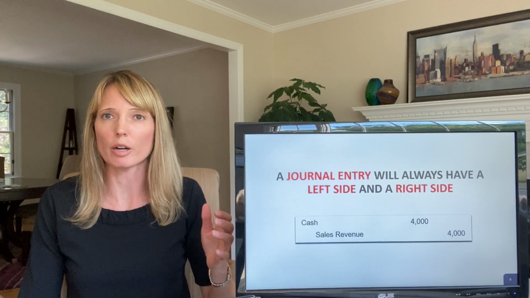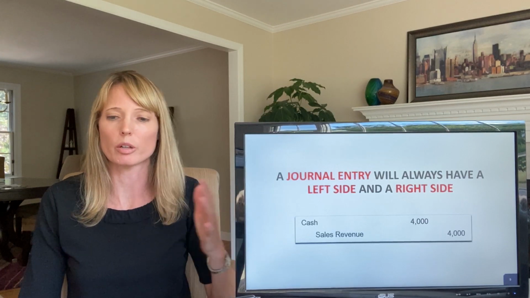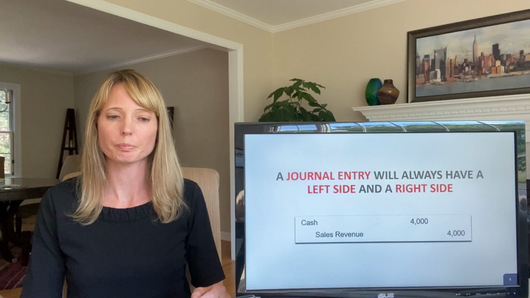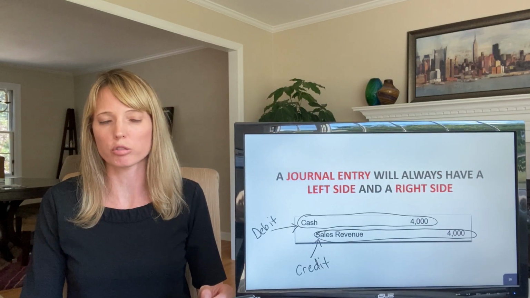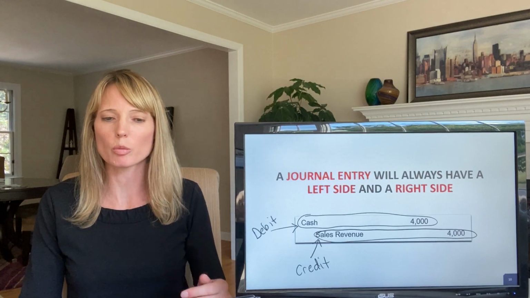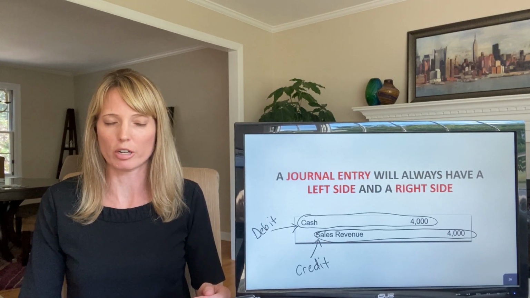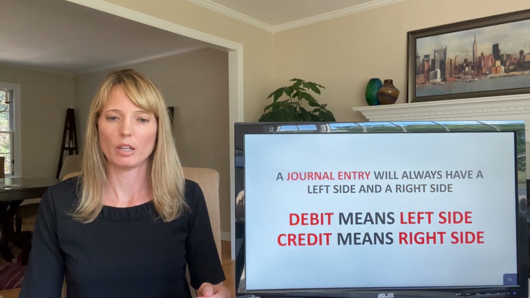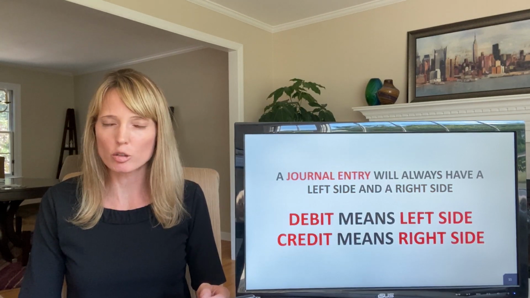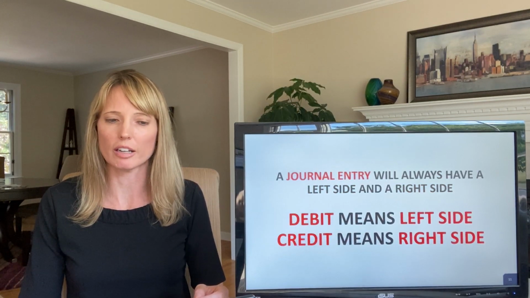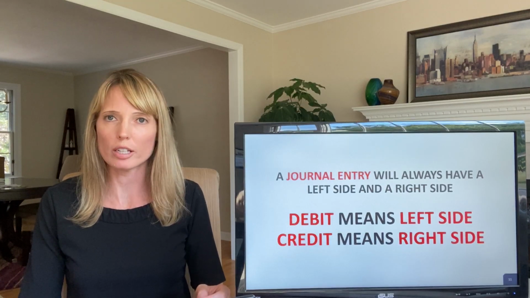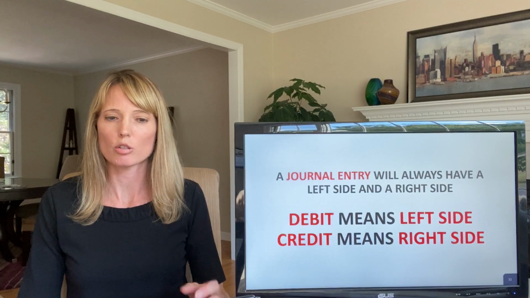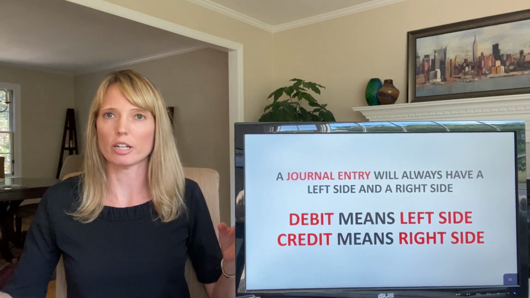Really, we just need to identify what account is being debited, and what account is being credited. Remember, on the left side we start with our debit, and on the right side we end with our credit part of the transaction. And debit doesn't mean increase or decrease. Debit simply means left side, and credit doesn't mean increase or decrease. Credit simply means right side. So remember, the debit on the left, the credit on the right.